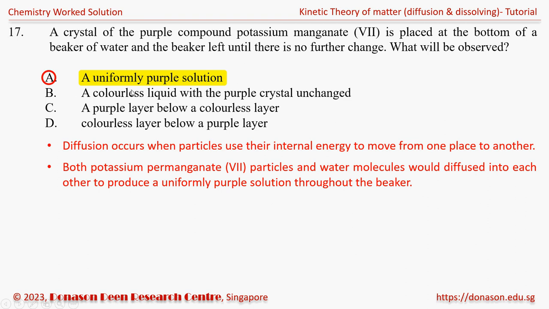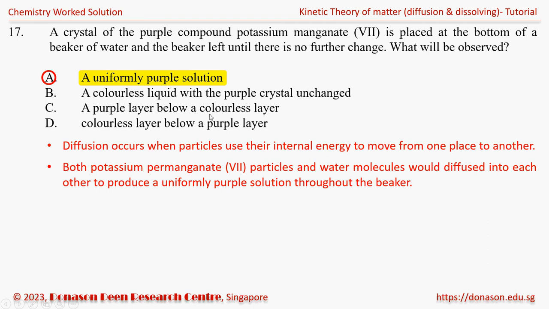So what we're going to get is a uniformly purple solution. A colorless liquid with purple crystals remaining unchanged would happen if the potassium permanganate(VII) crystal is not able to dissolve. But we know that potassium permanganate(VII) crystal can dissolve in water.